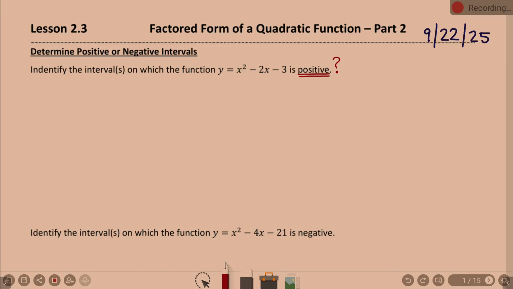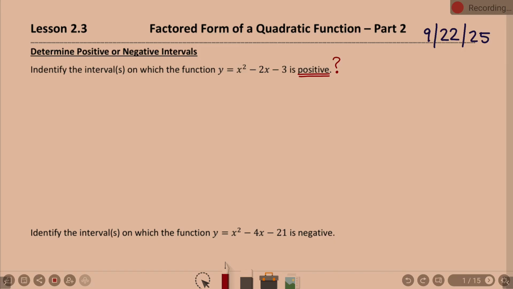We're talking intervals, so for instance, some number to some number. In order to know where my graph is positive, we're asking where is my graph above the x-axis as opposed to below the x-axis? Yes, we could graph this and use that to figure it out, but that's not the direction I'm taking us. We're going to use numbers to figure this out.